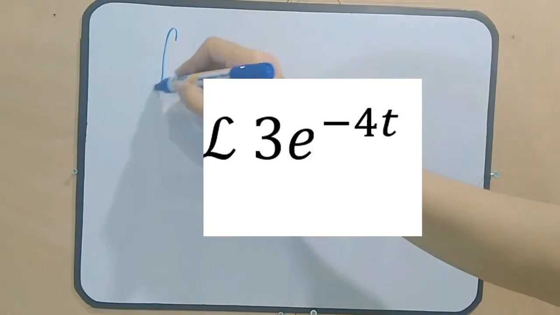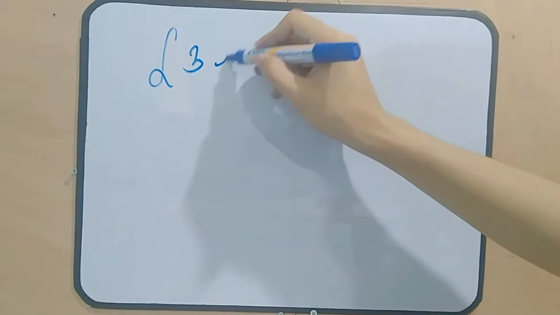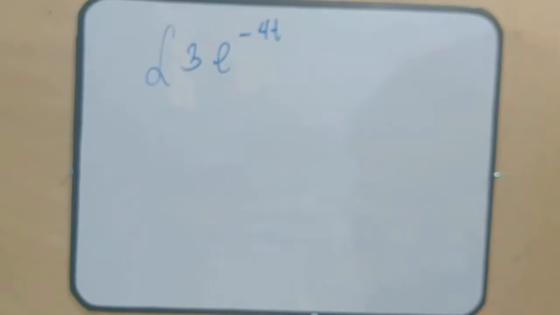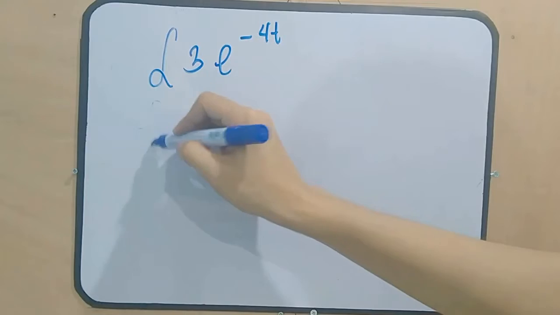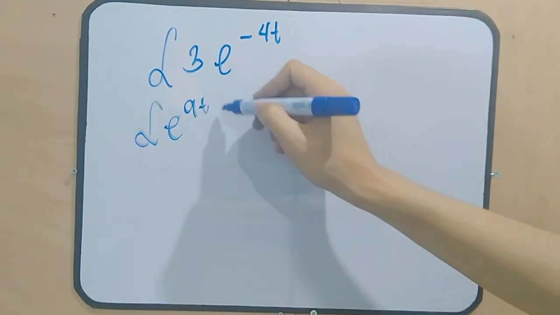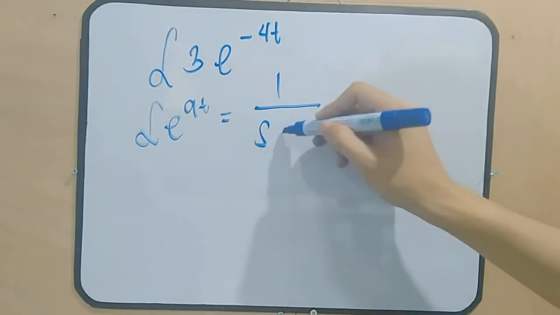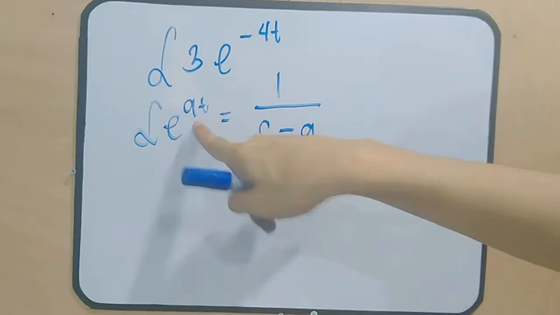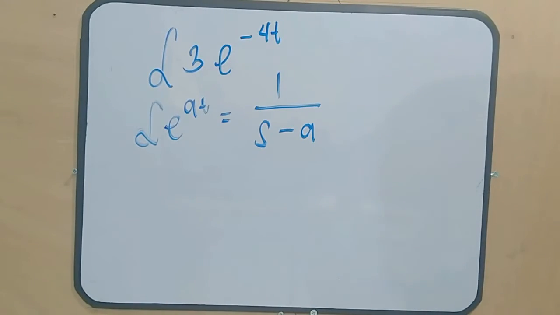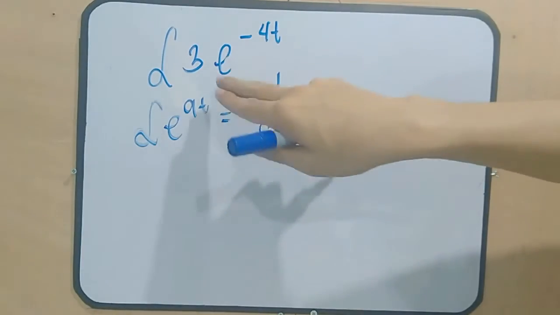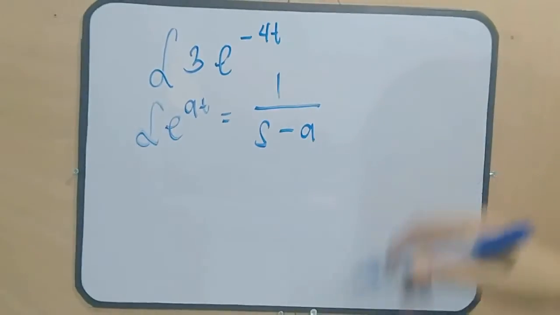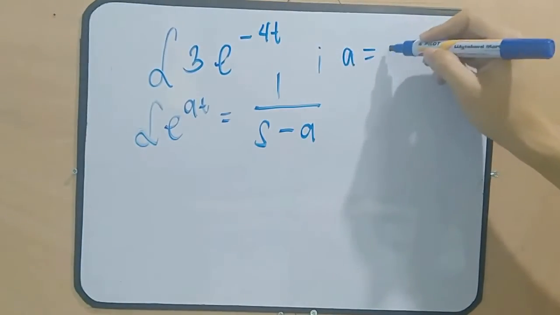Now, for this next problem, you have here the Laplace transform of 3 e raised to negative 4t. So ito guys, may formula tayong gagamitin. So proceed to the table, then we have the Laplace transform of e raised to at. That is just equal to 1 all over s minus a, where a here guys is another constant. So, let's identify each parameter in the formula. Ang ating a here is negative 4.